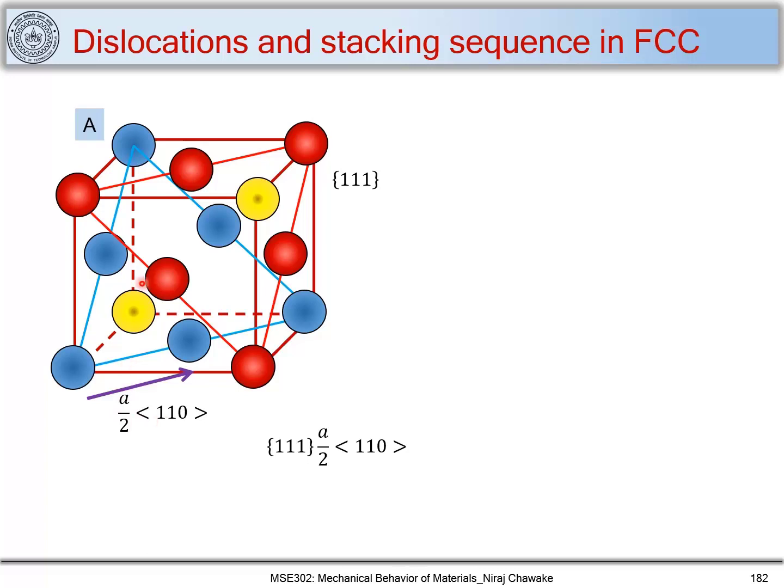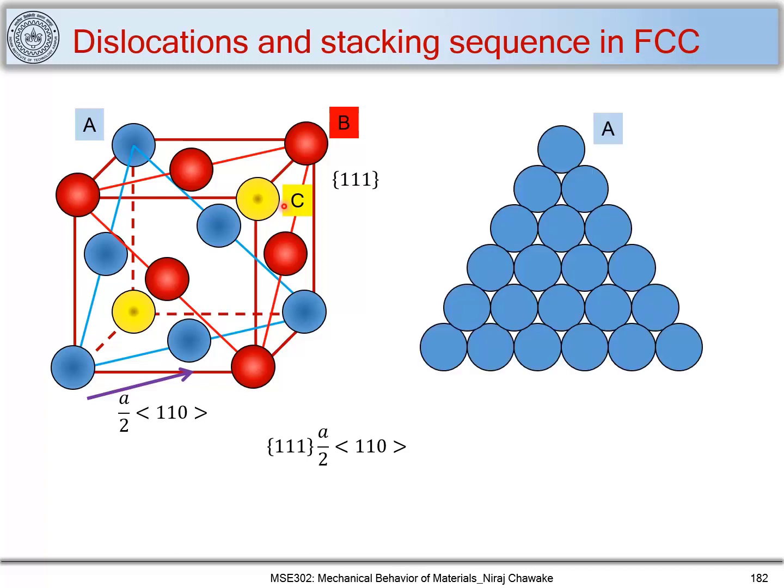Now let's mark the plane made up of these blue atoms as the A plane. Let's designate these red atoms as the B plane, and let's designate this yellow atom as the C plane. Now when we look at these planes from the body diagonal, we can see that the stacking of atoms on this A plane will be in this way, where all the atoms are touching each other. That is why these planes are called close-packed planes.